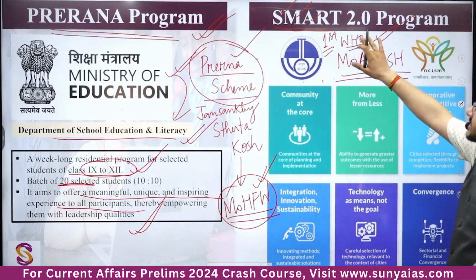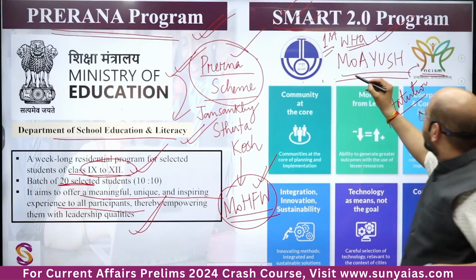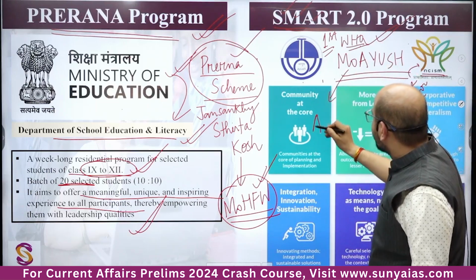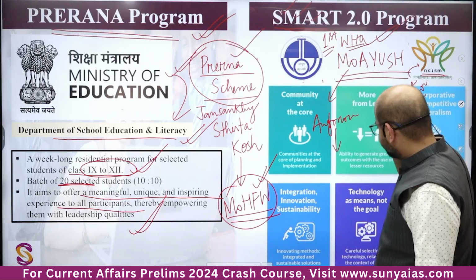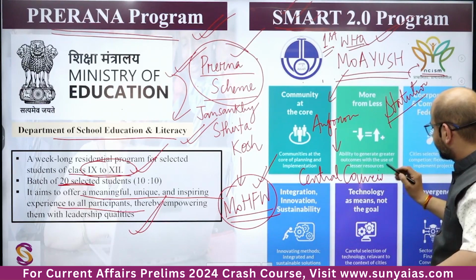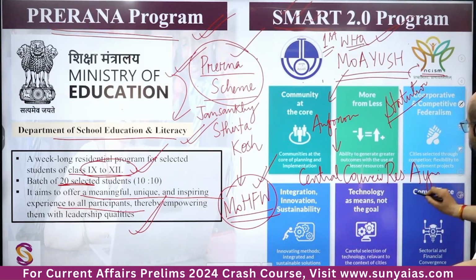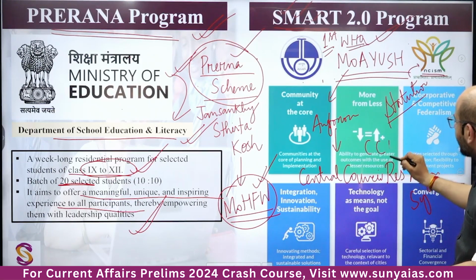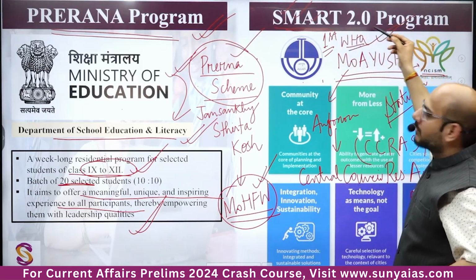Here, this smart program has been launched with the NCISM. It's a statutory body, as well as one autonomous body under Ministry of Ayush, that is Central Council for Research in Ayurveda Systems. This is CCRAS. So these two have launched the program, Smart 2.0 program.